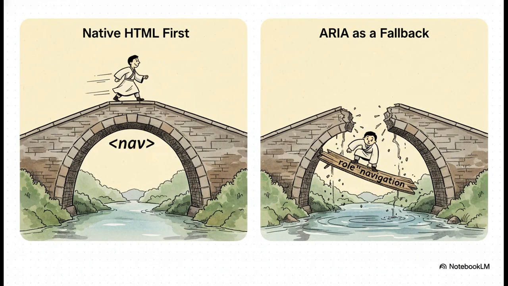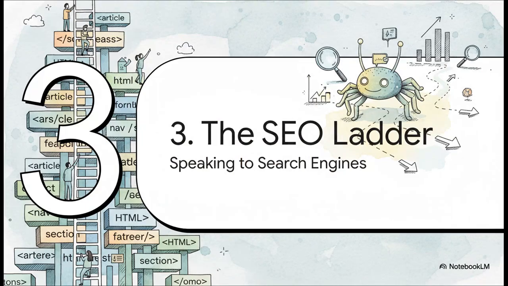So here's the golden rule, and you should tattoo this on your brain. Native HTML first, always. Look, ARIA attributes are great. They're super powerful for patching things up when there's no native element for the job, but they're a fallback, not a first choice. A real nav element is always going to be better than a div you've tried to disguise as a navigation bar. Let the browser do the work for you. So we've seen how this helps users with screen readers.